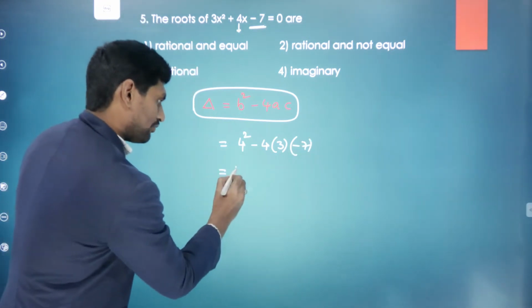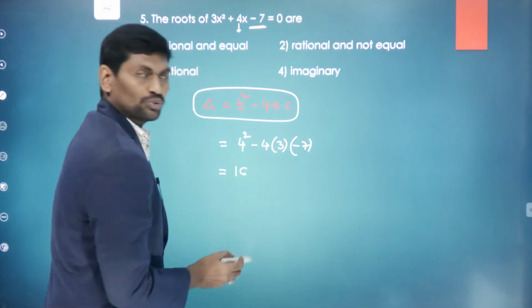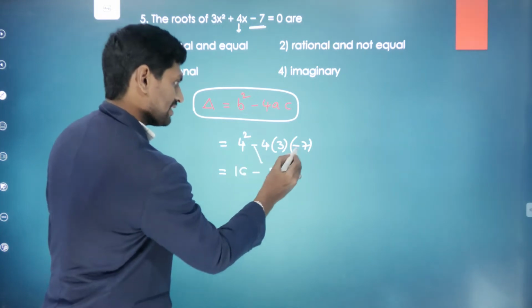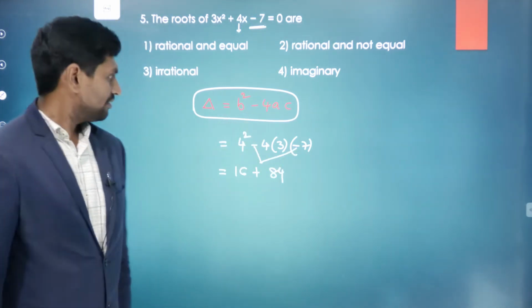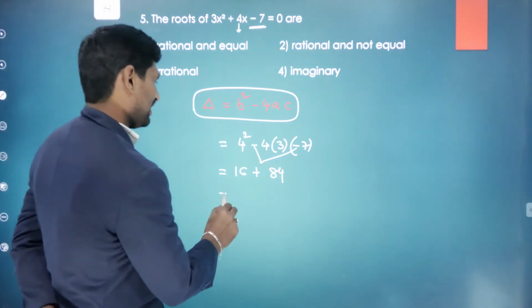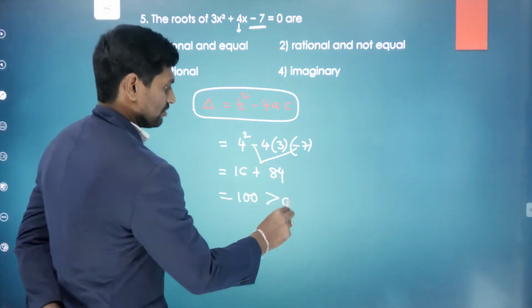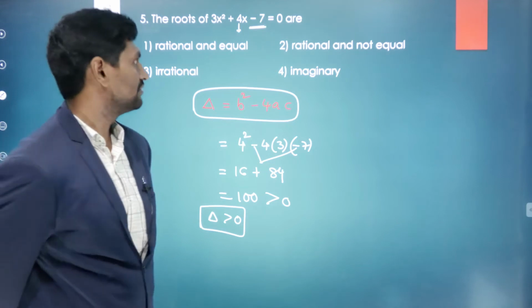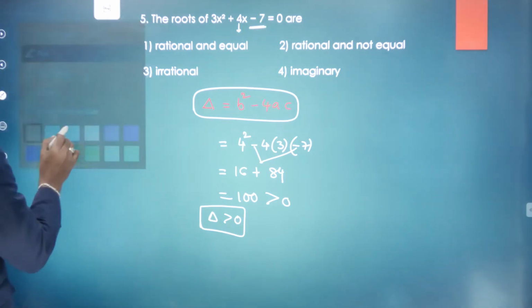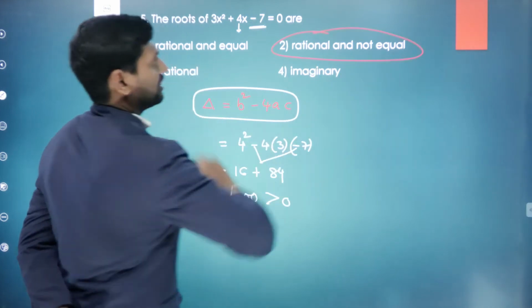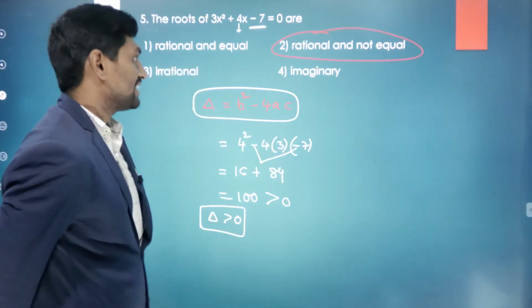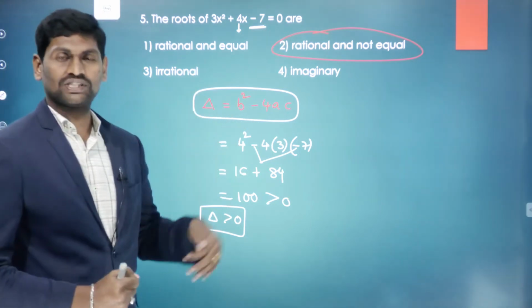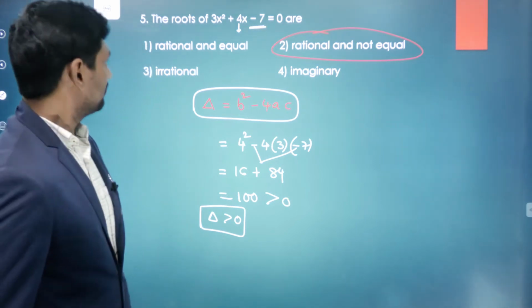So 4 square, 4 4s are 16. 4 3s are 12. 12 into 7 is 84, but here minus into minus becomes plus. So the answer is 100, greater than 0. Therefore delta greater than 0 is nothing but rational and distinct roots. So what is our answer? Second one. Rational and not equal. Distinct means different roots, no? Just the discriminant we are finding, no need to find the roots here. Okay?